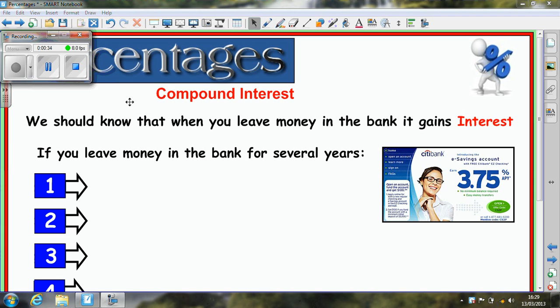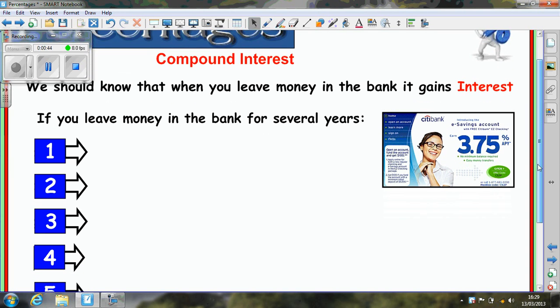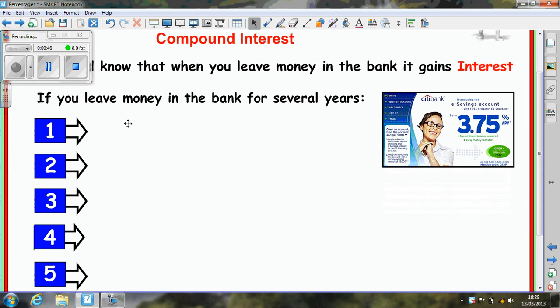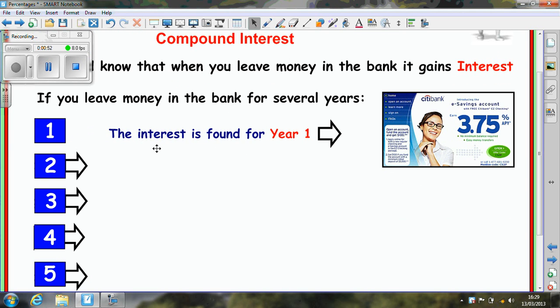Now, the first question is, what is compound interest? Well, this is the way the banks work. You basically get interest on top of other interest, and I'll try and explain that in the diagram below. If you leave money in the bank for several years, what happens is the interest is found for year 1. So at the end of the year, they'll find interest for that year. And then what they'll do is they'll add this to your previous balance.